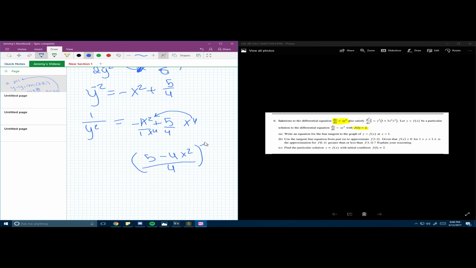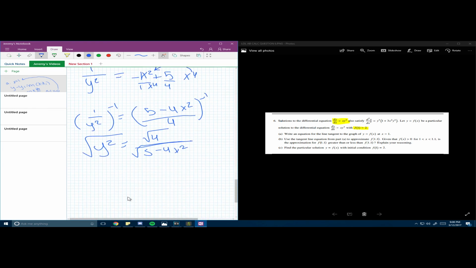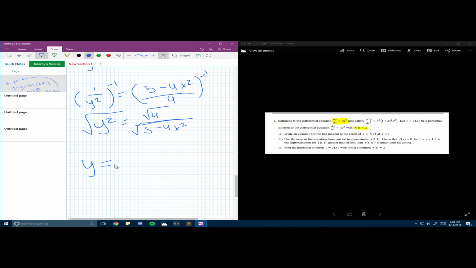We're going to take the exponent of negative 1, we get y squared is equal to 4 over 5 minus 4x squared. We have to take the square root of numerator and denominator. We get y is equal to square root of 4 is 2 over, and we can't take the square root of this because there's a negative, 5 minus 4x squared. That, ladies and gentlemen, is part A, B, and C.